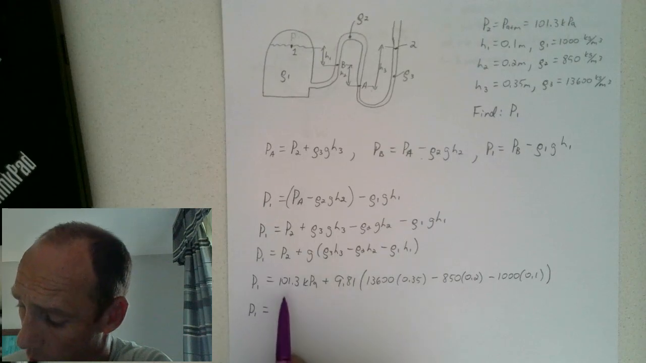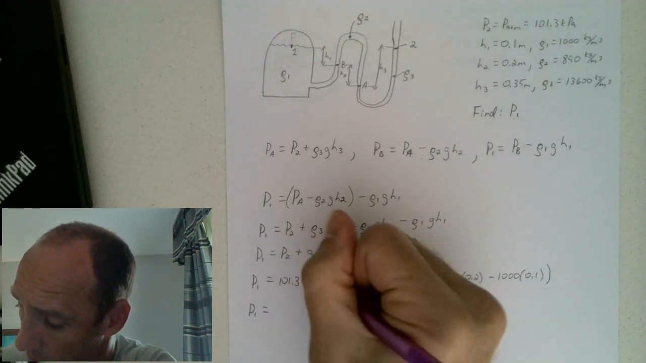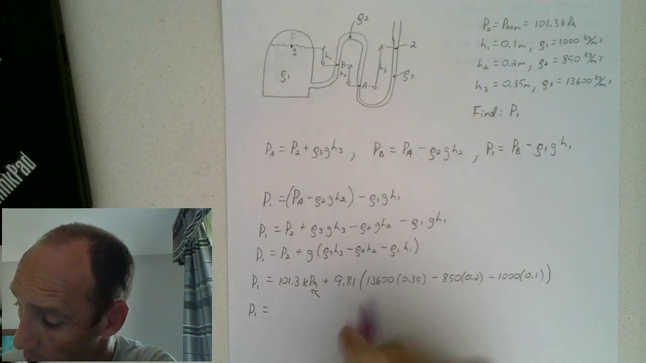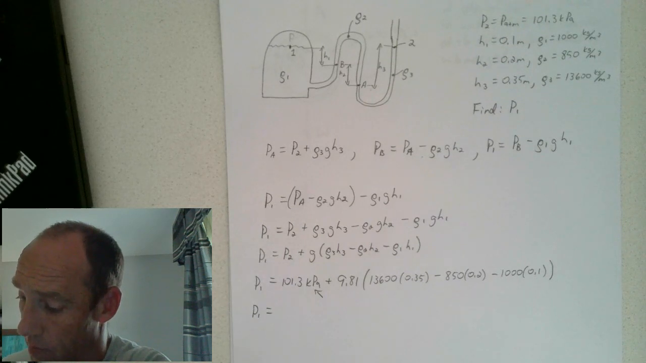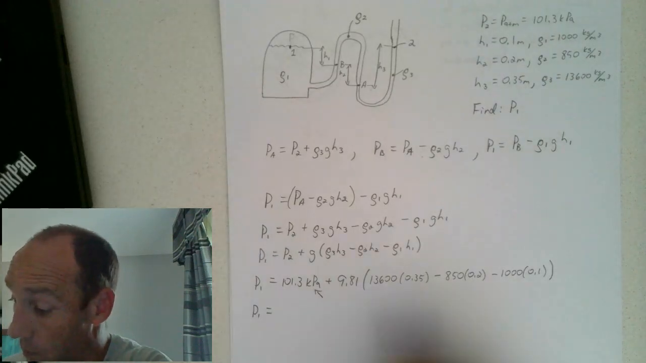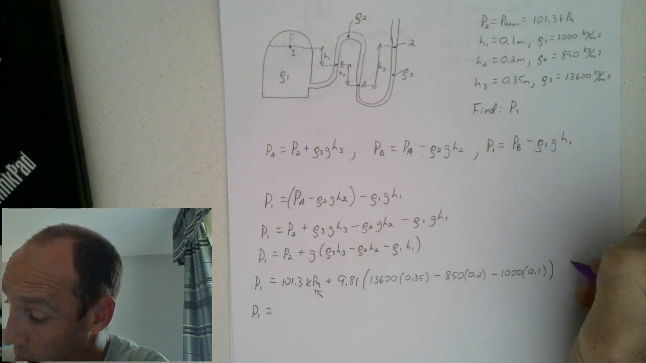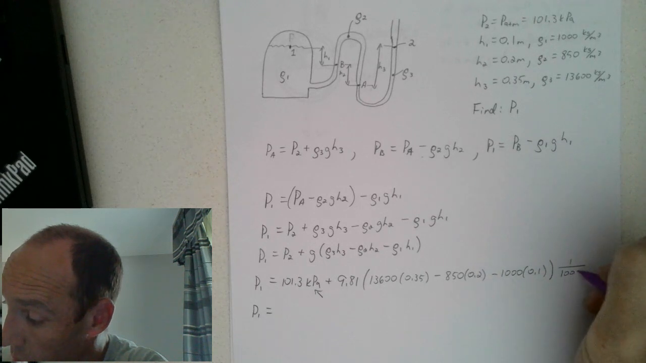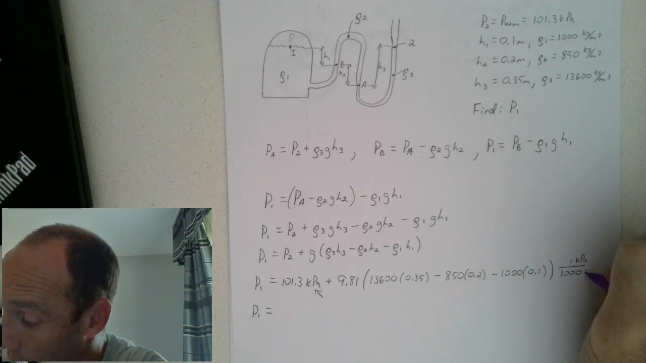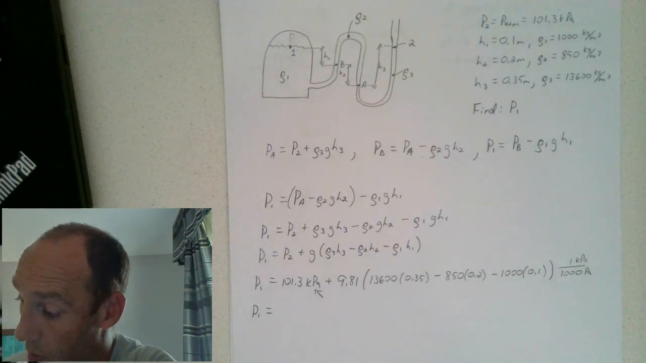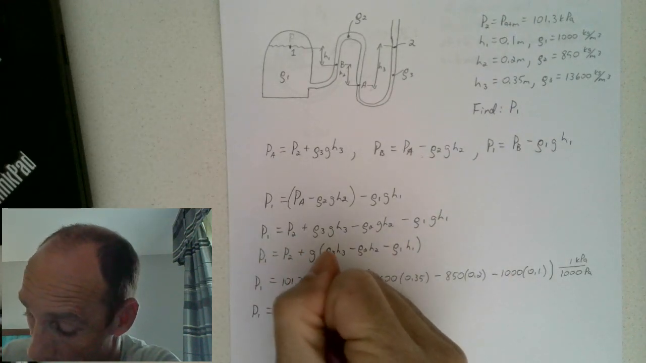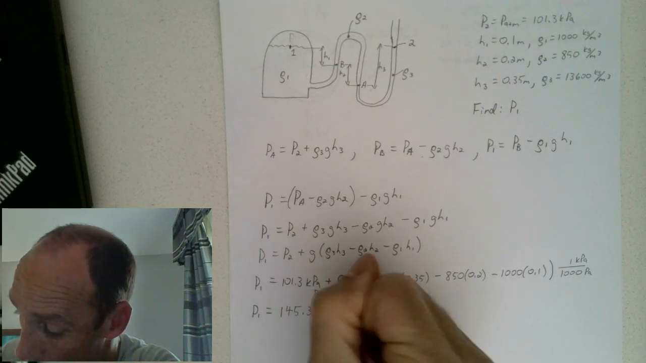Okay, so being careful that 101.3 kPa, all of these other units are going to give me pascals, and I have a kPa here, so I got to be careful that my units are correct. So I'm going to divide this property by 1,000, right? So this is 1 kPa equals 1,000 pascals. All right, so I'm going to convert everything to kPa. And so this comes out to 145.3 kPa.